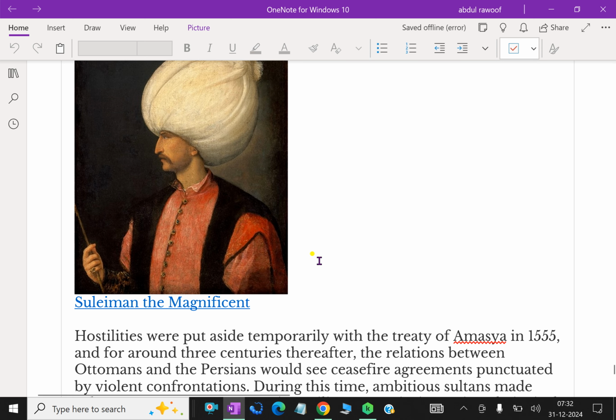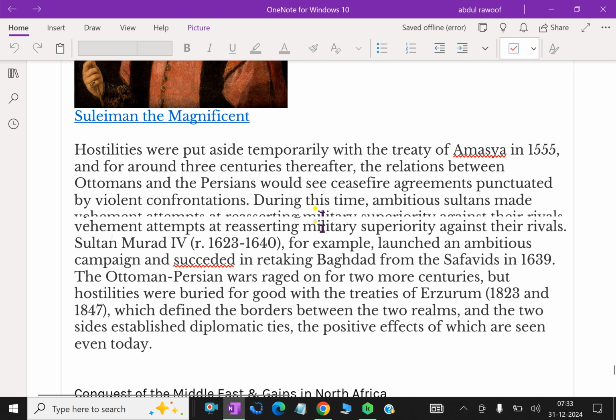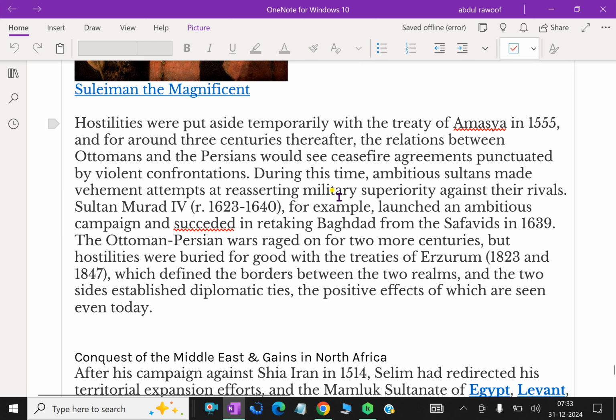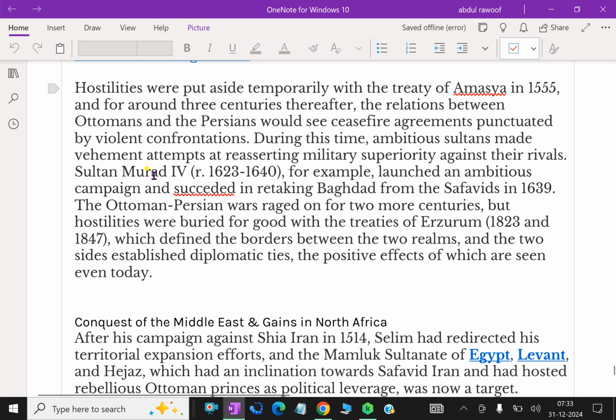The hostilities were put aside temporarily with the Treaty of Amasya in 1555, and for around 3 centuries thereafter, the relation between Ottomans and Persians would see ceasefire agreements punctuated by violent confrontations. During this time, ambitious Sultans made vehement attempts at reasserting military superiority against their rivals.